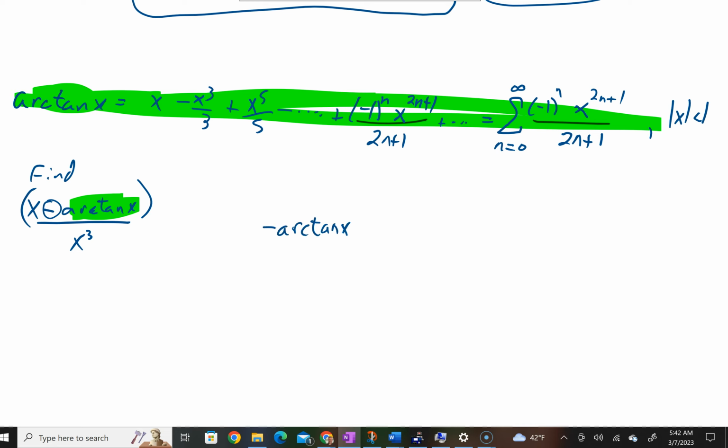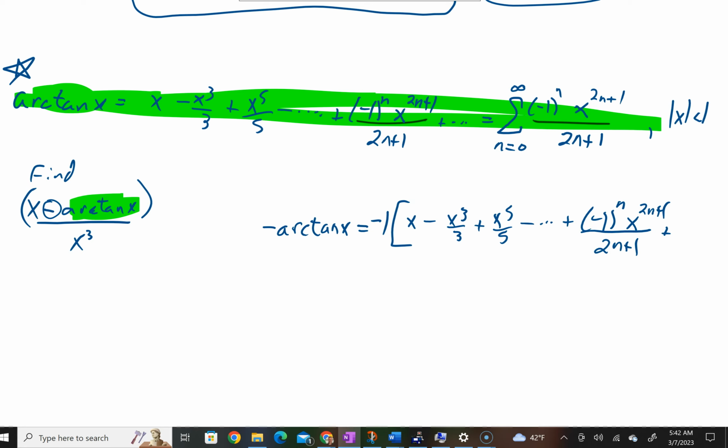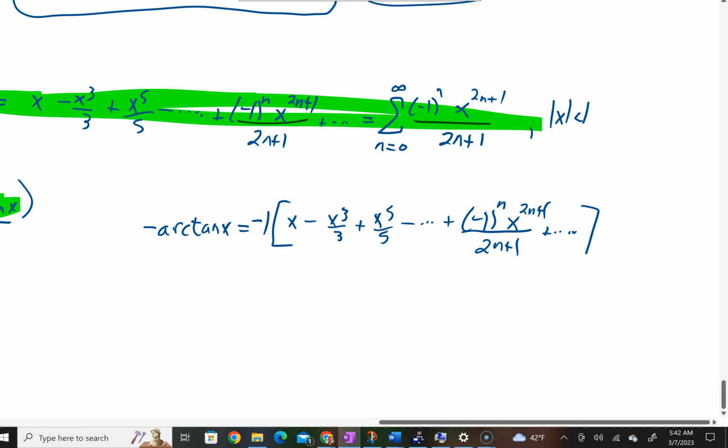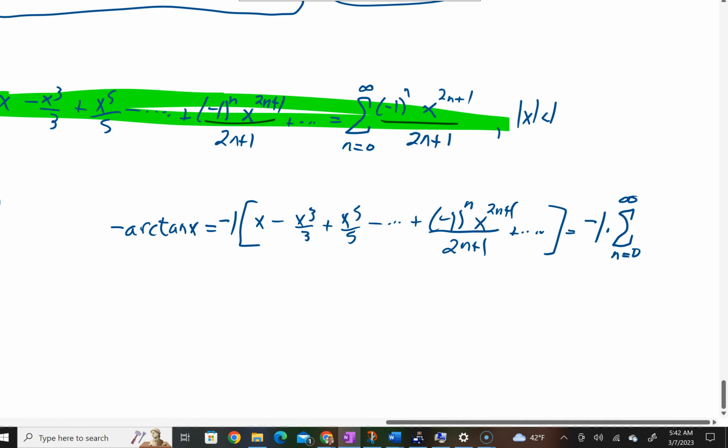Negative arctangent of x. What did we do? We look at this left-hand side there. It's like we're saying multiply -1 to the left side there. So that means multiply -1 to the series expansion. And I'm really breaking this down right now, going step by step here. And you know what? That also means multiply -1 to sigma. See, all three of these things are equal. All three of these things are equivalent.